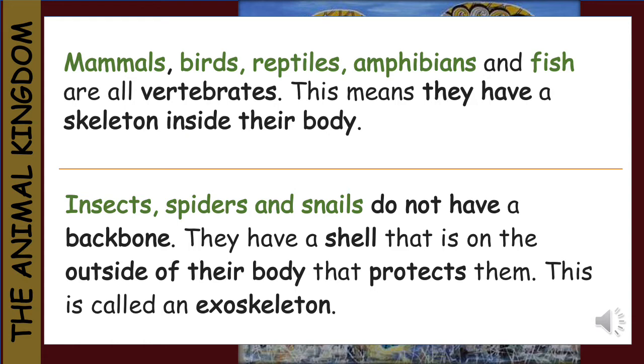Insects, spiders, and snails do not have a backbone. They have a shell that is on the outside of their body that protects them. This is called an exoskeleton. It means a skeleton on the outside of the body.